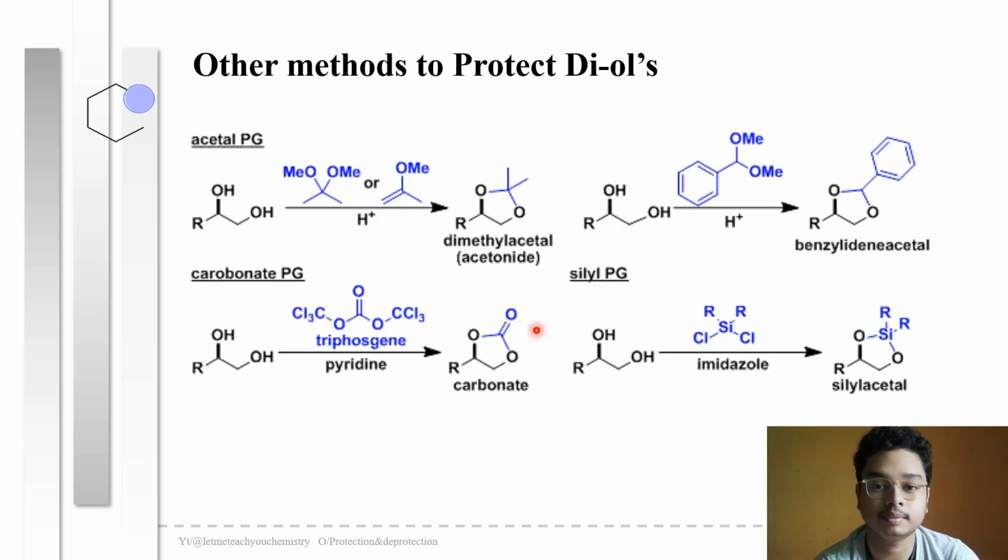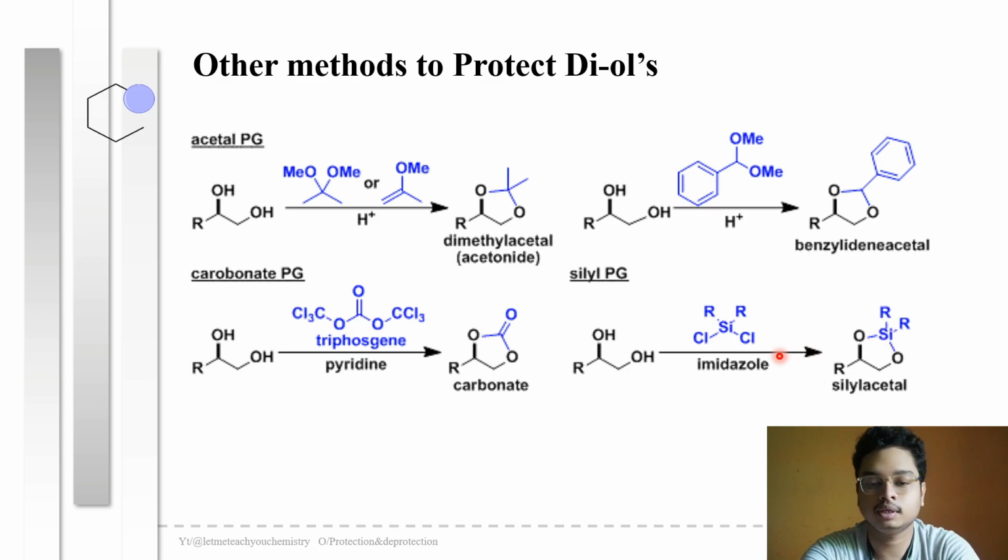Now there are also other methods to protect diols. First, acetals, hemiacetals and hemiketals can be used to protect this particular group by preparing this type of 5-member ring, and the deprotection strategy is similar acidic hydrolysis. Similarly, a carbonate protecting group is also used, like triphosgene, to protect the diols in the presence of pyridine. Silyls are also used to protect this type of diol by making a 5-member silyl oxygen type of ring.